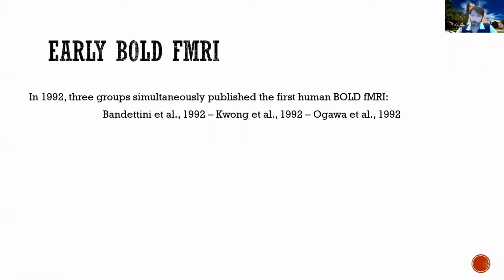Now in 1992, 3 groups simultaneously published the very first human BOLD fMRI experiment. So the very first fMRI experiment to study function using the levels of oxygenation in brain tissue as the tracer for brain activity. And I want to show you these first 3 experiments.